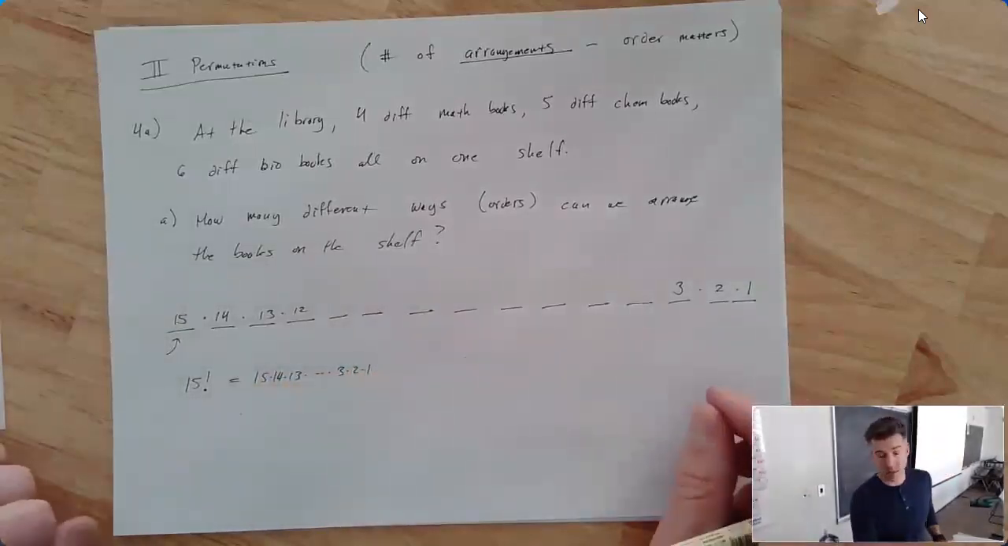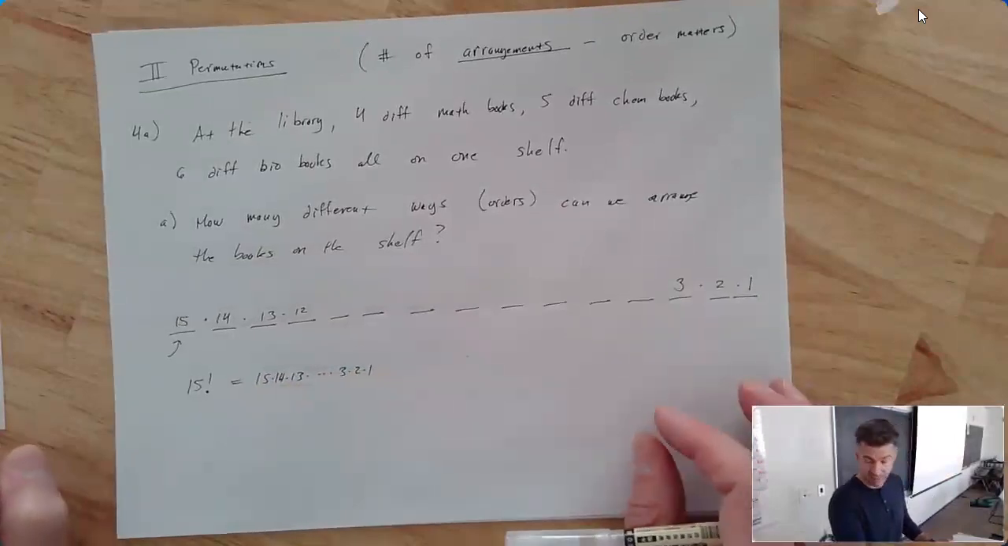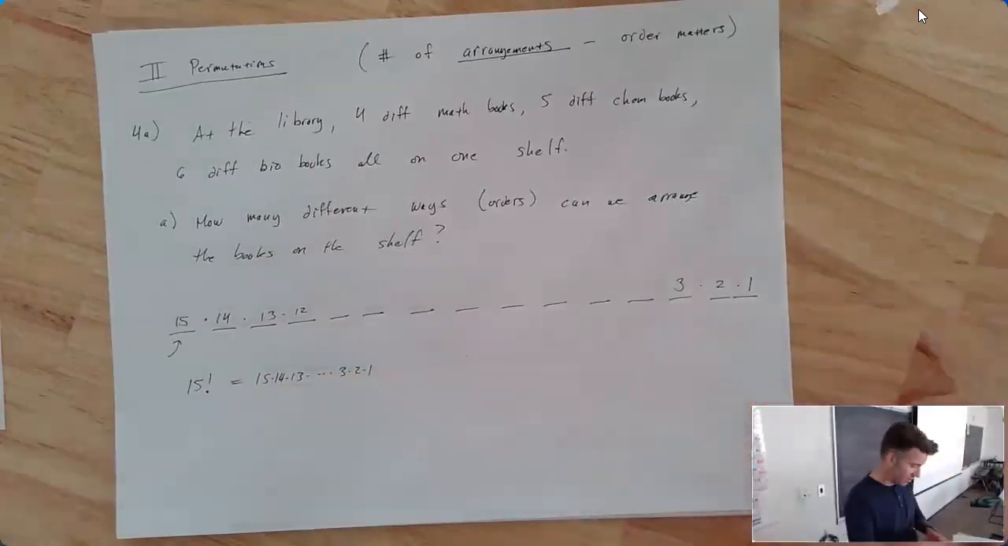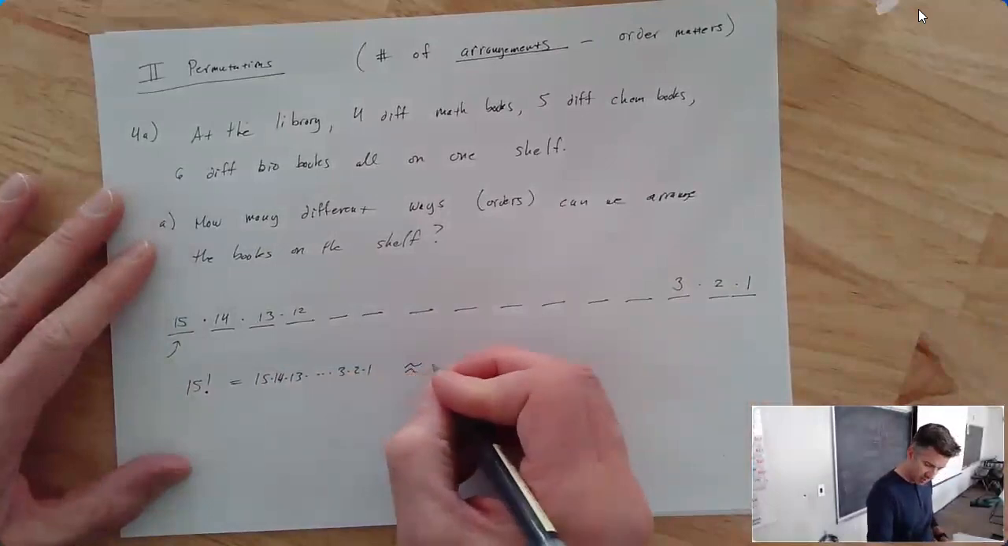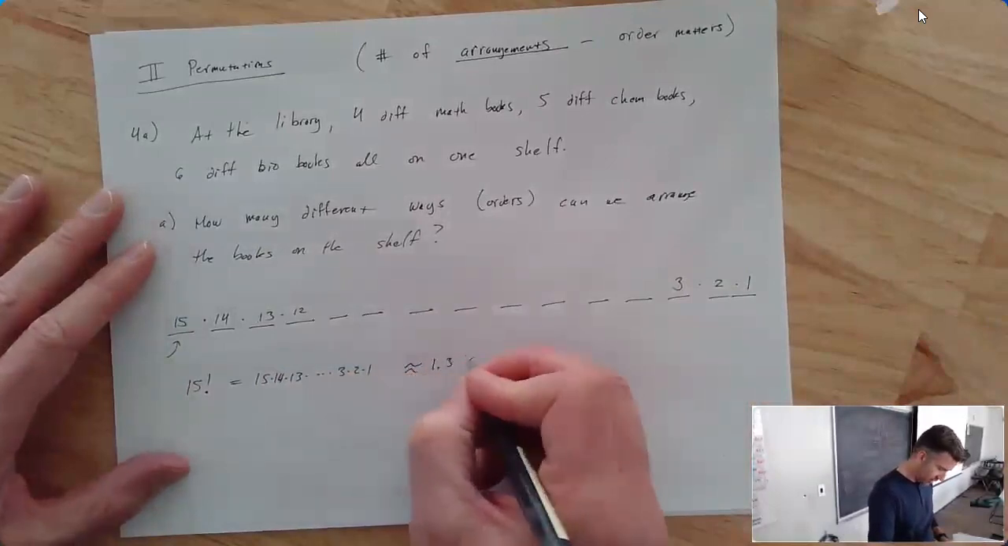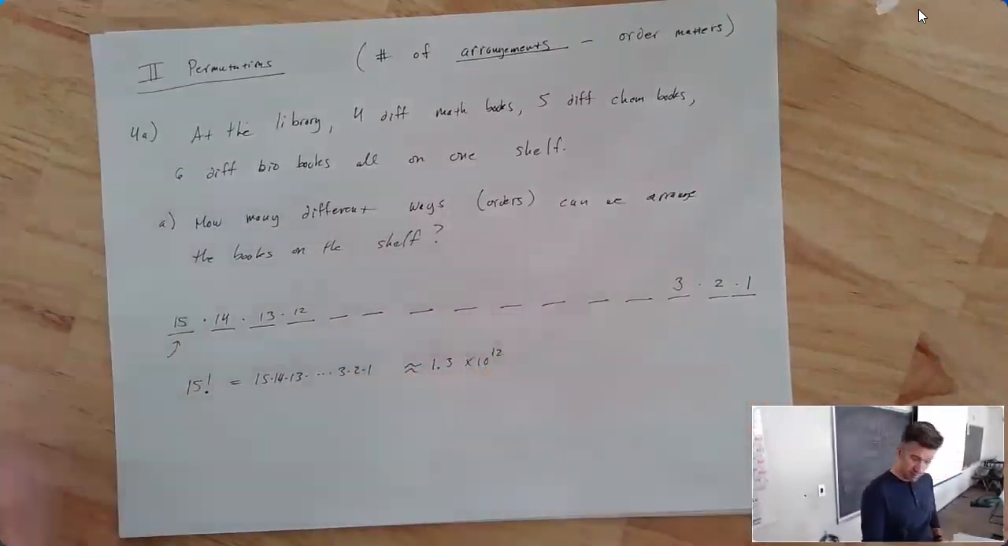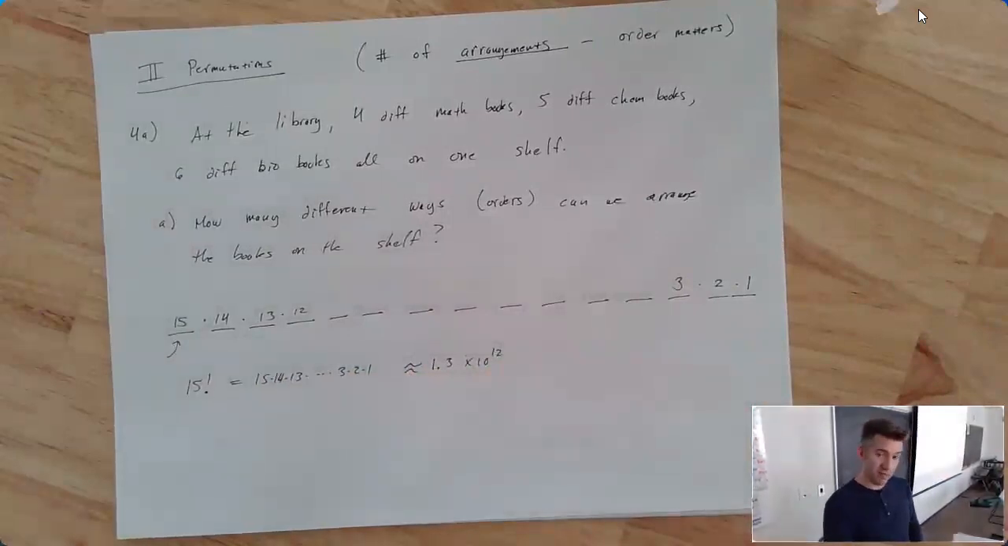I don't know what that number is. We don't usually really care about actually finding it. If you plug it into a calculator, you get approximately 1.3 times 10 to the 12th. It's a pretty big number. There's a lot of different ways you could arrange 15 books. But just to expand on this idea of factorials a little more, I want everyone to make sure they're totally cool with factorials because they're going to come up a lot in this section.